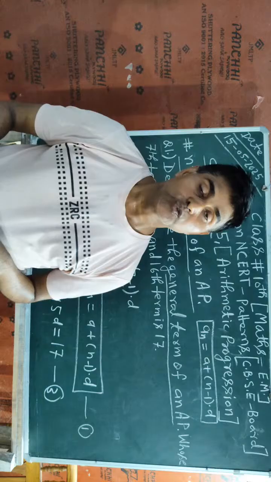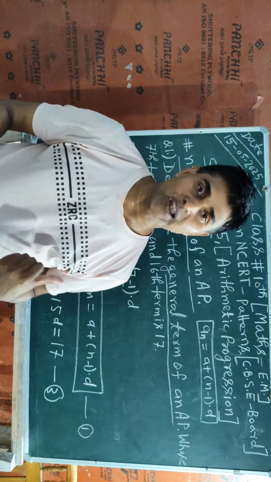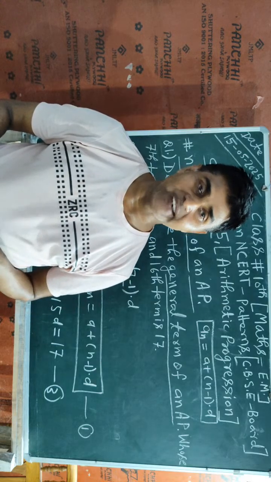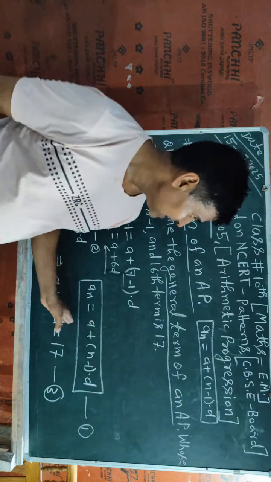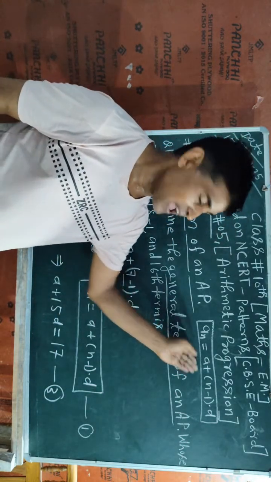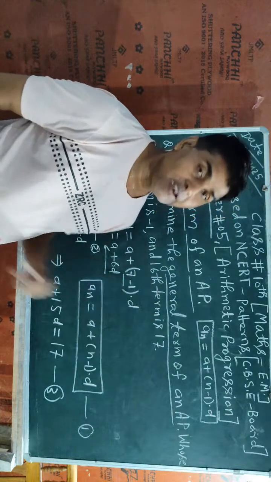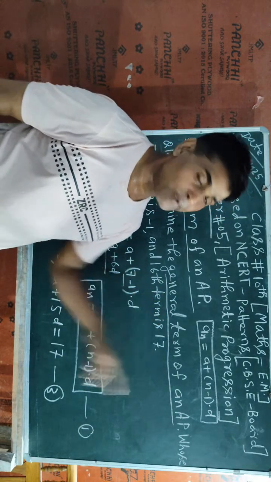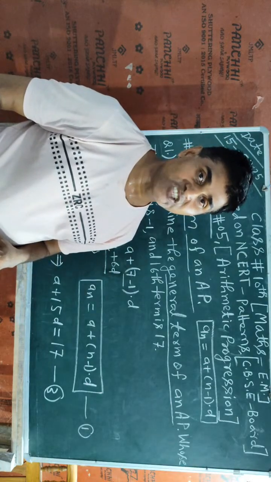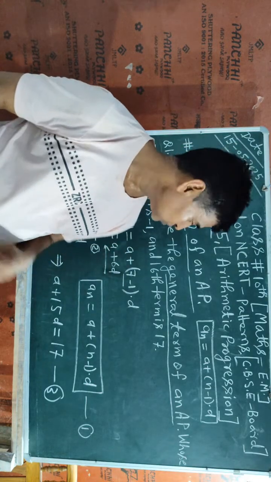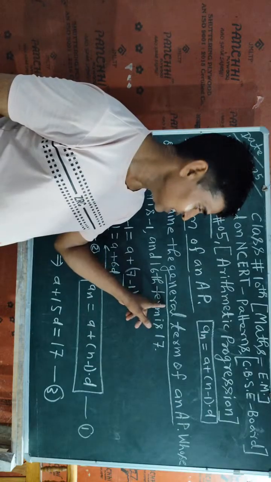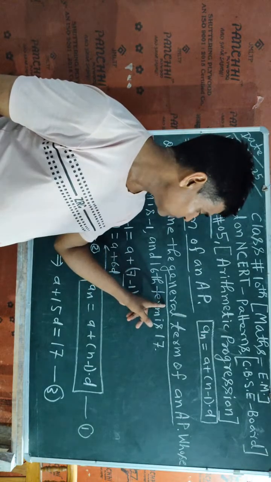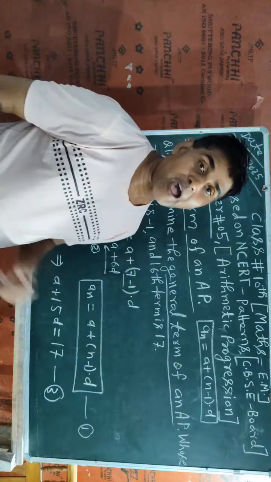Okay, student. So that concept I will apply here. After applying, I will get the values of a and d, and after getting them, I will put them here. After putting, I will get the nth term of the given question, and that nth term can be written as the general term of an AP. Nth term and general term are both the same. Okay, student. Some people say nth term of an AP, and some people say general term of an AP.